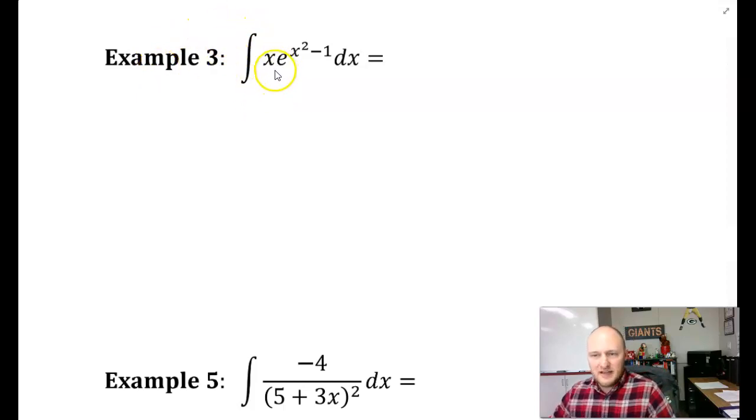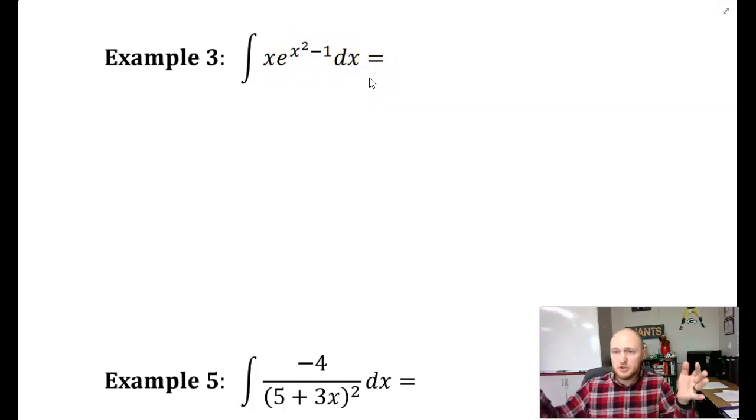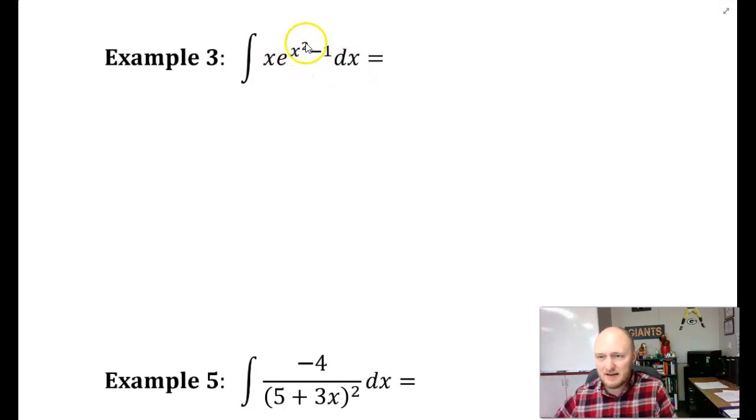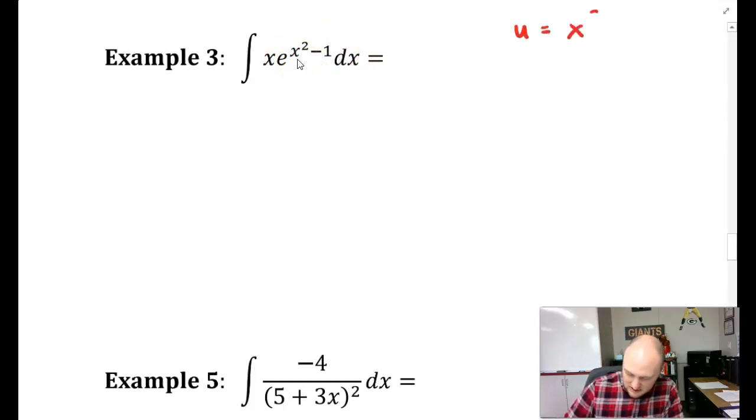Okay, example number 3. The integral of x e to the power of x squared minus 1 dx. All right, I told you the u is usually in parentheses or in radicands or exponents. This looks so nasty because I have a function up here in the exponent. Well, if I just say x squared minus 1 is my u, this becomes so much cleaner, and I'll show you here in a second.